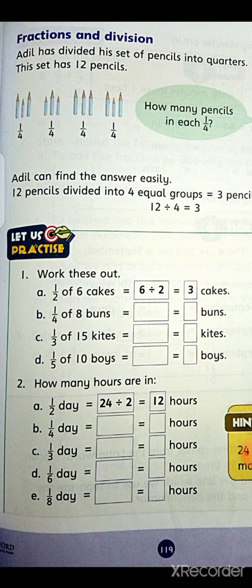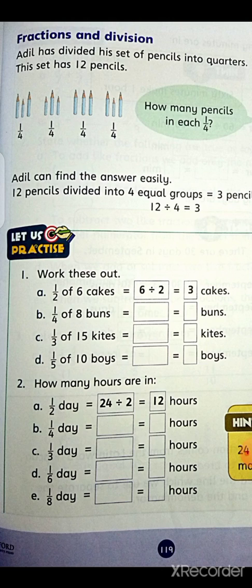In the D part, 1/5 of 10 boys. 10 divided by 5. How many boys? 2 boys. In 1/5 there are 2 boys.